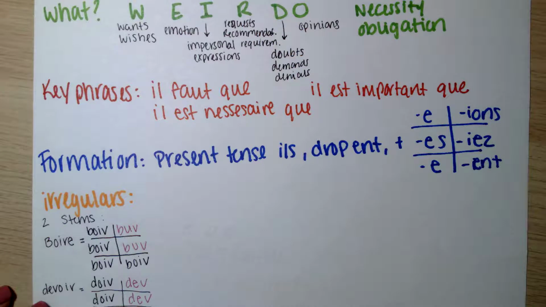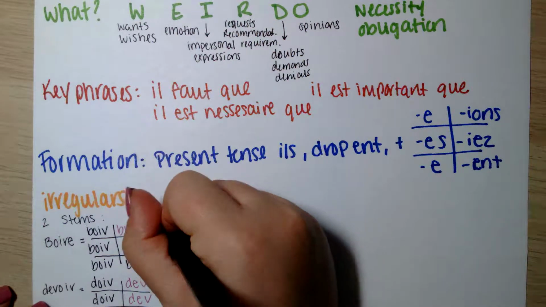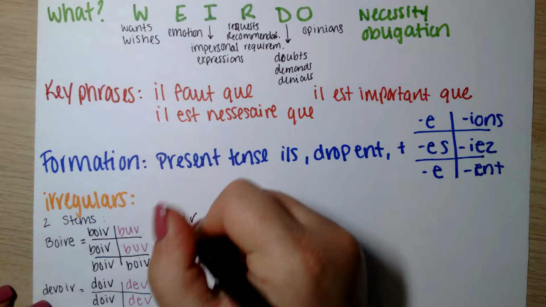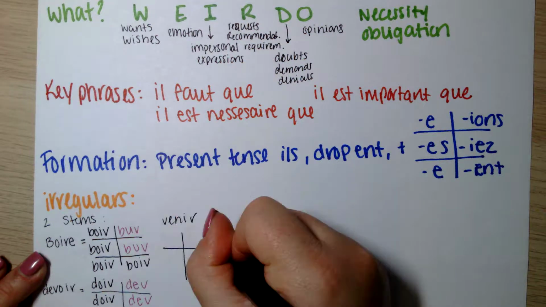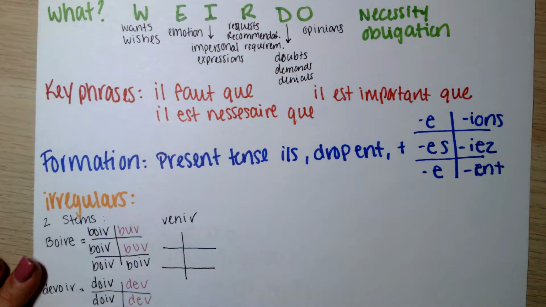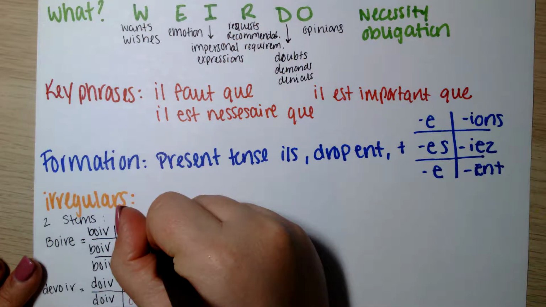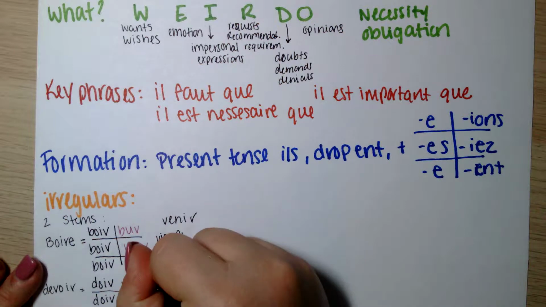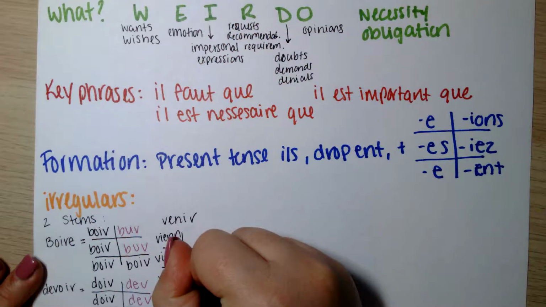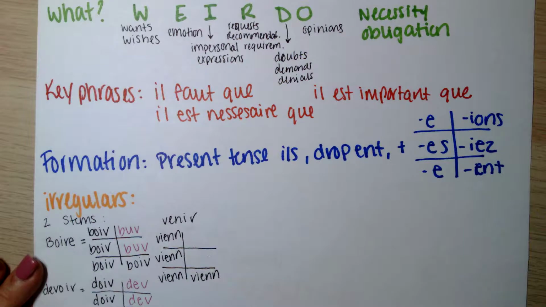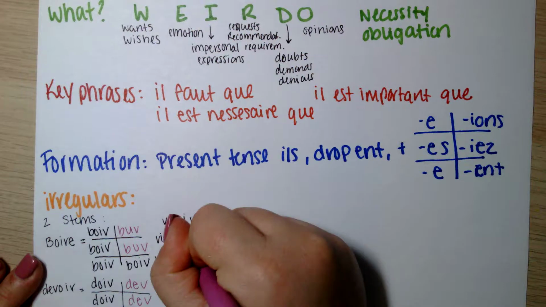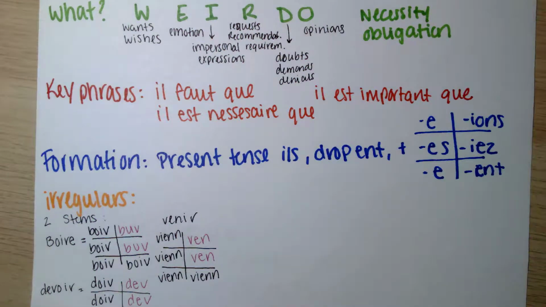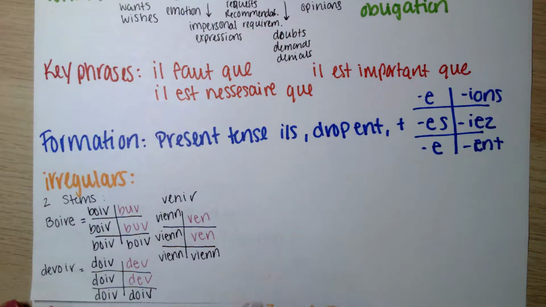All right, our last two stem verb is venir. Venir gets vienn for the boot subjects. And then for the nous and the vous forms, they get ven. Okay, so those are all of our two stem verbs for the subjunctive that we're learning.